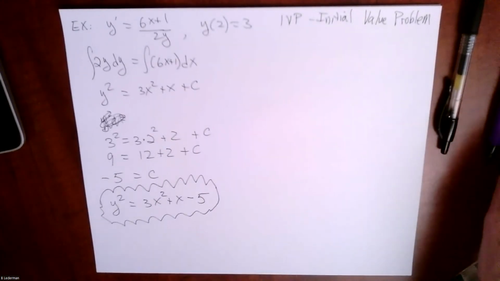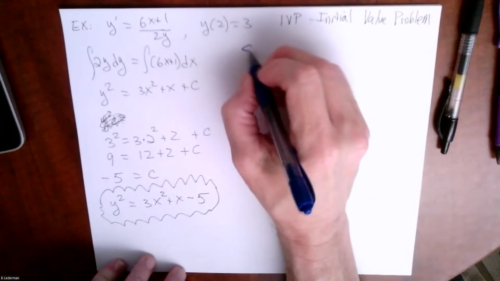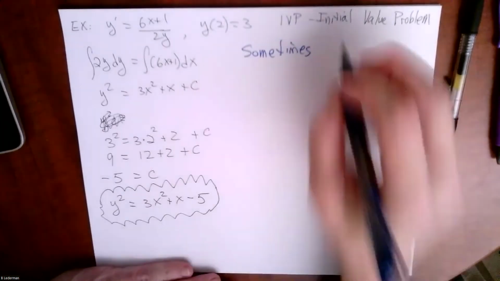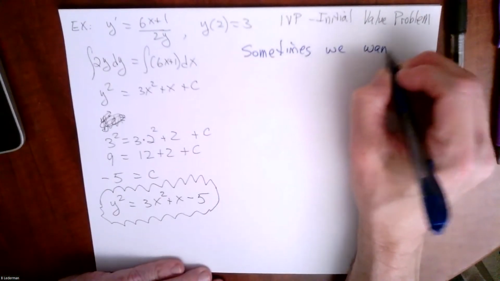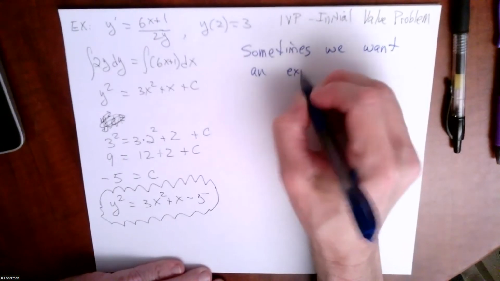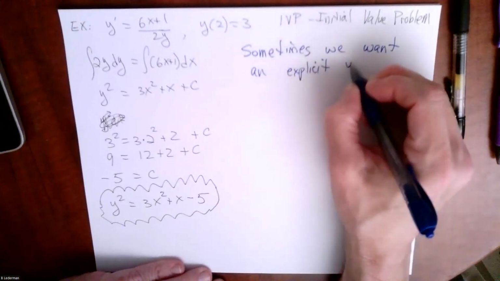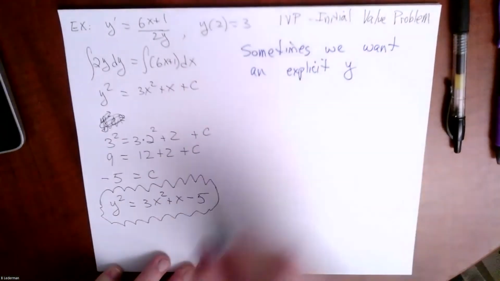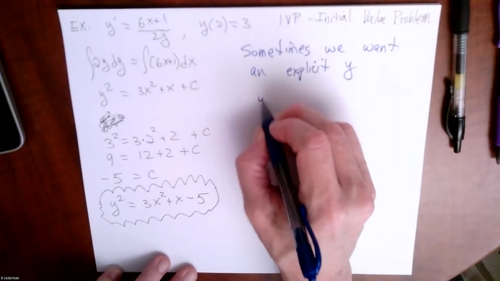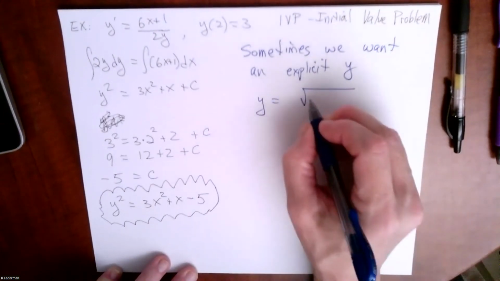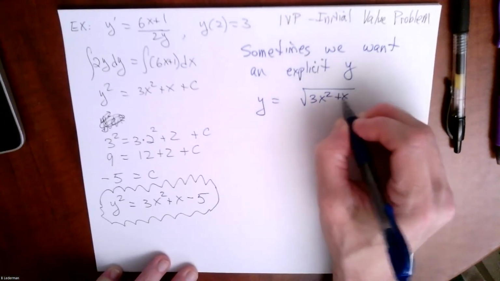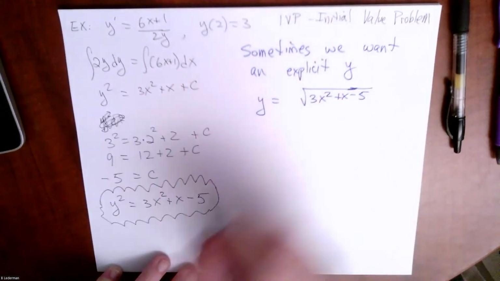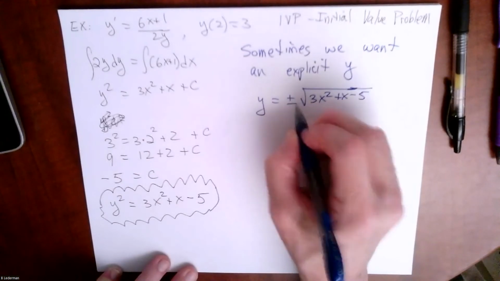Sometimes, not necessarily all the time, and that would depend on the problem or the situation, we want an explicit y, meaning not y squared equals, but y equals. So if I just square root each side, I get y is equal to the square root of 3x squared plus x minus 5. Now, hold on. There's a little bit of an ambiguity here because when I take the square root of each side, this could be the plus or minus.